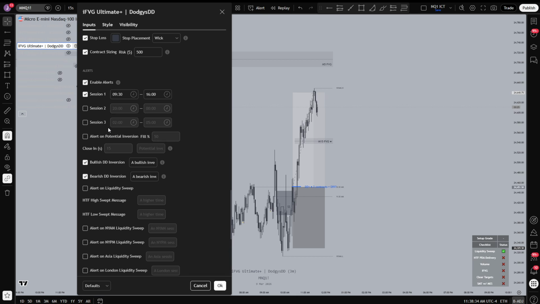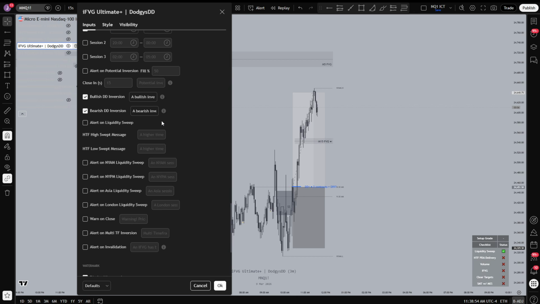But going through, you can have alerts on a potential inversion. So if you want like 90% of the inverse, where it's about to inverse within 5 seconds, it's 90% and 5 seconds, you can have an alert for that. I personally don't. I just have it for when it actually closes above the fair value gap, so the actual inverse.